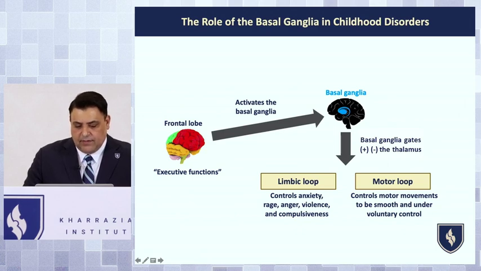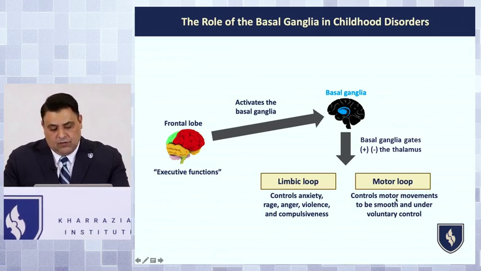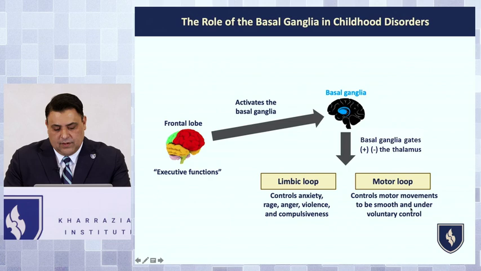The internal pathway inhibits the thalamus. And then there are different loops within this basal ganglia. There's the limbic loop, and the basal ganglia inhibitory pathways on the limbic loop control anxiety, rage, anger, violence, and compulsiveness. So that's the function there. And then the motor loop controls motor movements to be smooth and under voluntary control, so they're not spontaneous and firing out on their own. So these are basal ganglia functions.